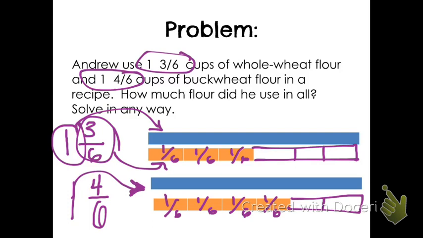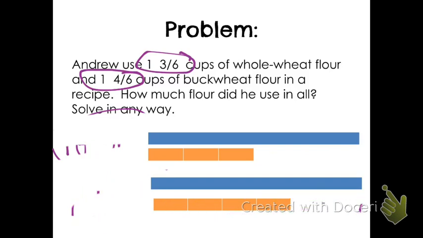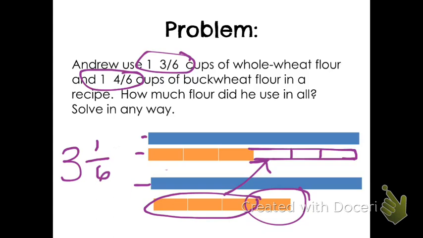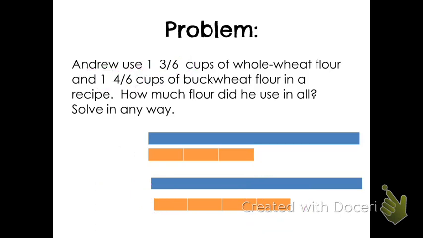So he wants to know how much flour he uses total. Well, so now I'm going to take a look at both of the rows, and I want to add them all together. Again, if I had completed this, 3 of these would fit up here, which would give me another whole. So I would have 1 whole, 2 wholes, 3 wholes, and just 1 portion left over. So my final answer would be 3 1/6.